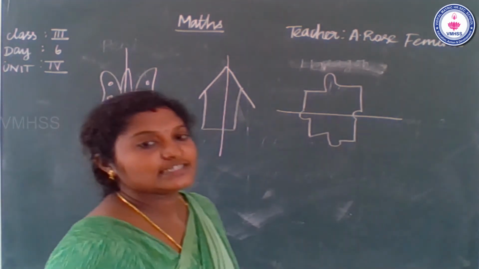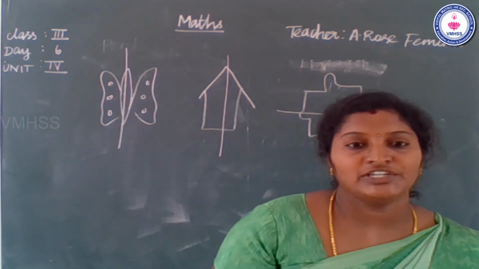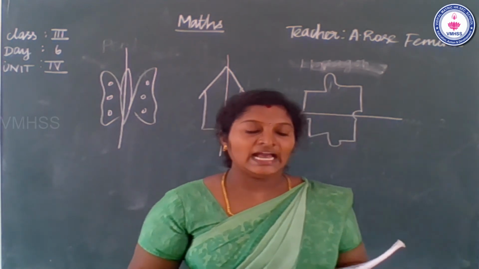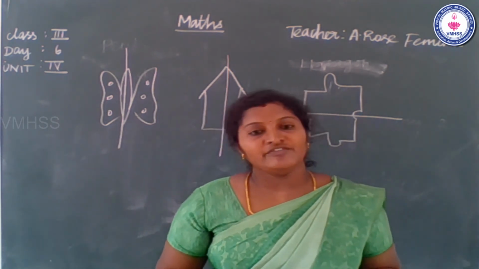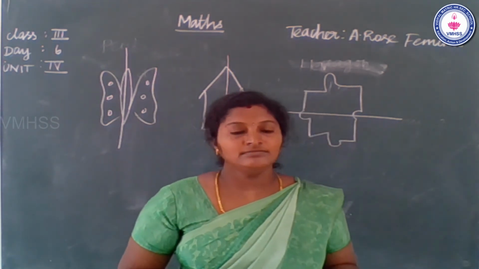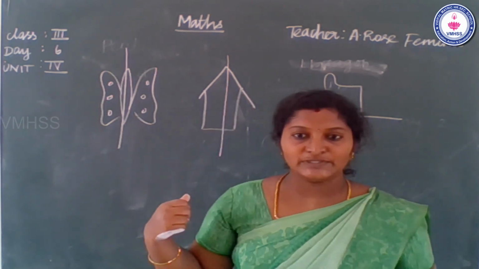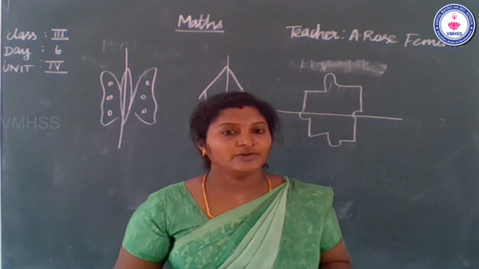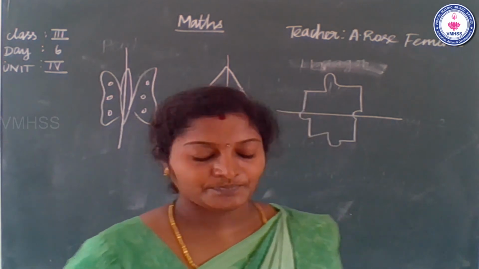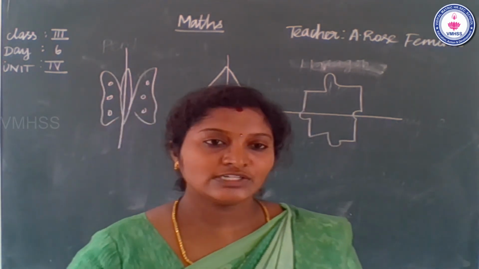Okay. First three pictures are asymmetrical pictures. These pictures are symmetrical. Okay. Do you understand now? Okay. So what is the next question?